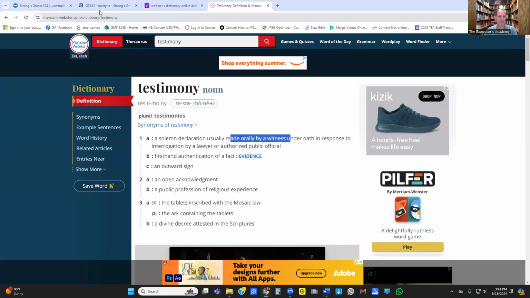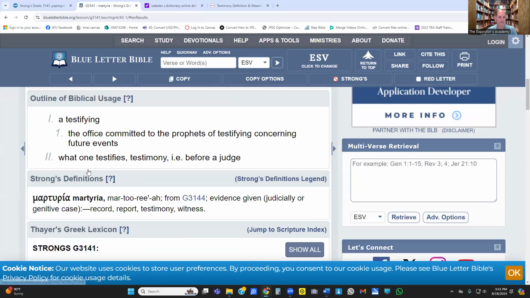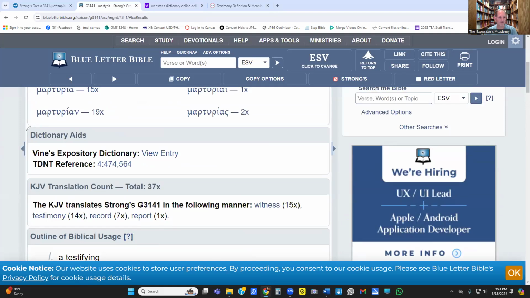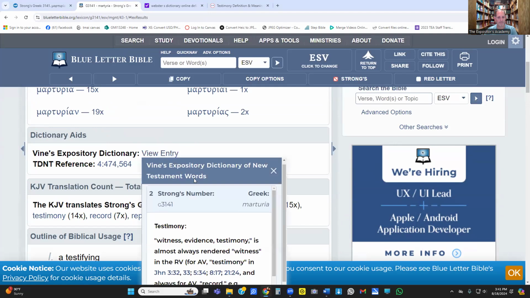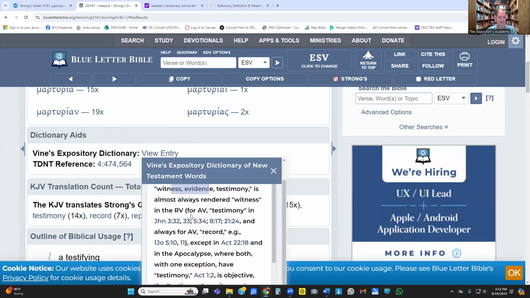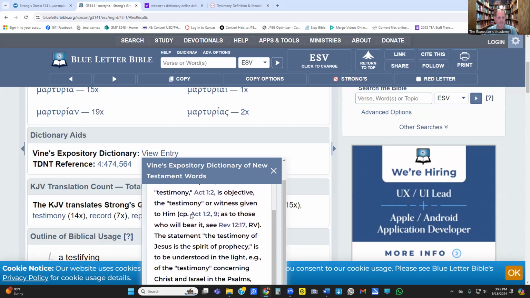You go back to the Blue Letter Bible. Remember, I told you about, where is it? Here it is, dictionary aids. You see it here? And under that, Vine's Expository Dictionary. So they've already identified a link to an entry here. So you can just click that link. And we're going to do that. Let's see. Oh, and here it pulls up exactly what Vine's has. Witness, evidence, testimony, always rendered witness in the revised version. It's the objective, the testimony or witness given to him as to those who will bear it.